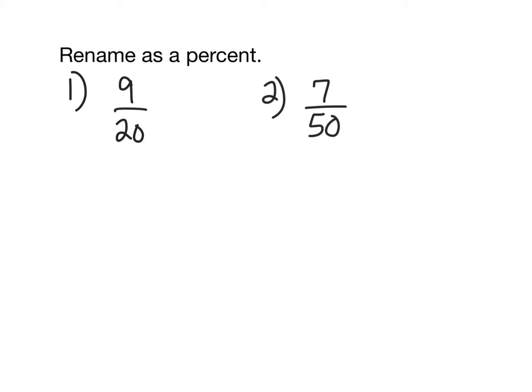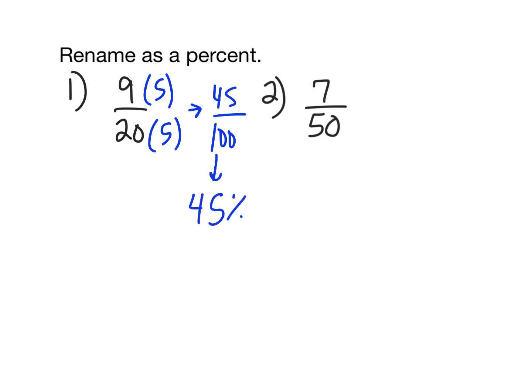So we're going to look at a couple problems here to get some practice with this, renaming as percents. So number 1, we have 9 out of 20. Remember, for a percent, we want it to be a number out of 100. So on this one, to get from 20 to 100, we would have to multiply by 5. And if we do that, 9 times 5 is 45. We've got 45 out of 100, which would be 45%.